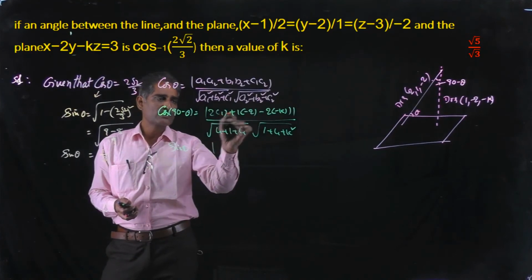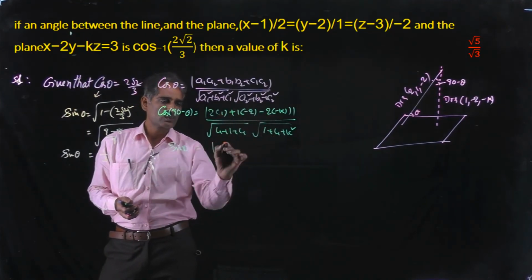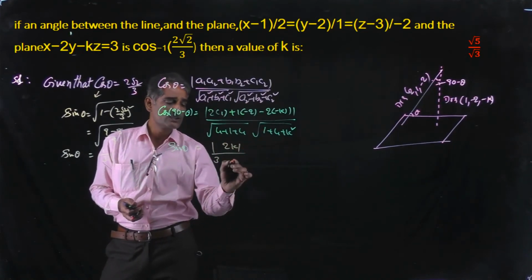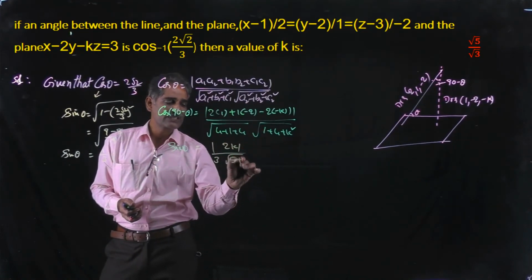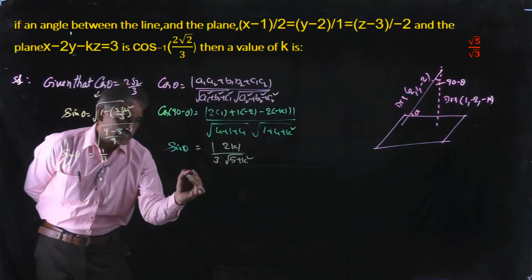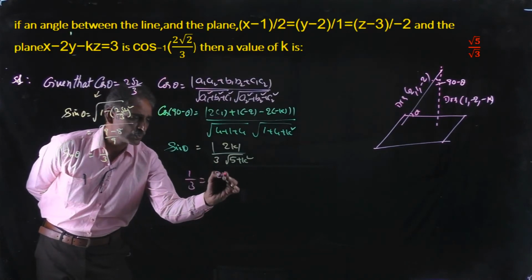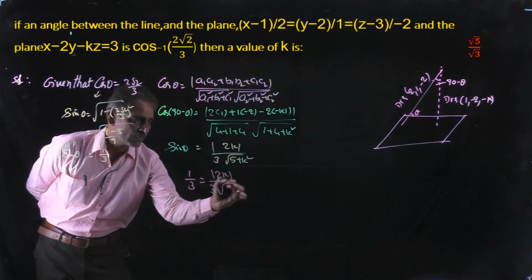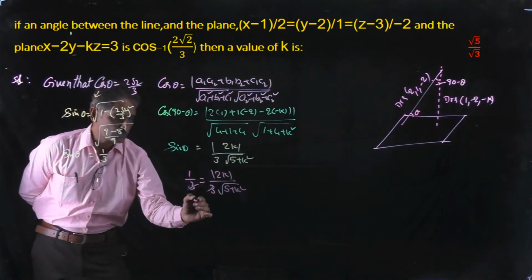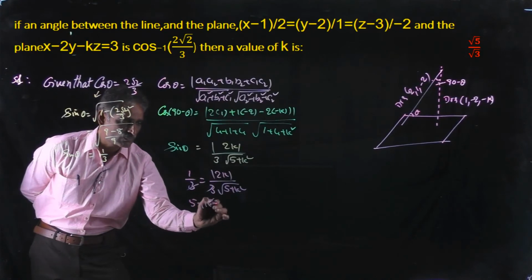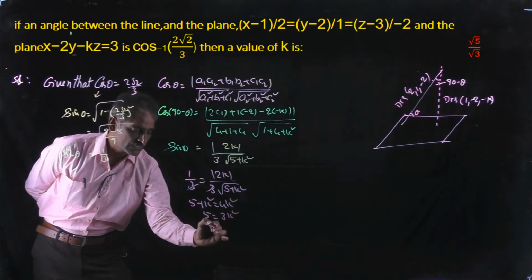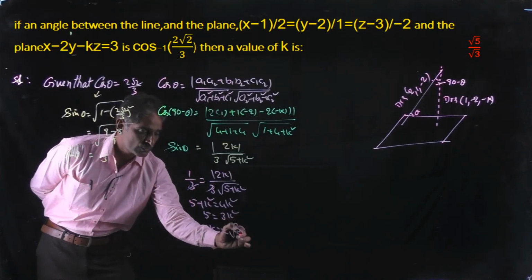Now the value of this is 2 minus 2 cancel, then 2k is there, and root 9, that means 3, this is equal to root of 5 plus k square. Now substitute sin theta value. Here the value of sin theta is 1 by 3, that is equal to 2k by 3 into root of 5 plus k square. 3 get cancelled. Now squaring on both sides, you will get 5 plus k square is equal to 4k square. 5 is equal to 3k square. K equal to plus or minus root 5 by 3.